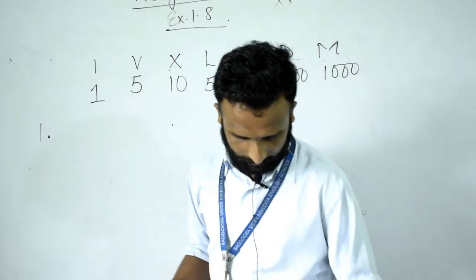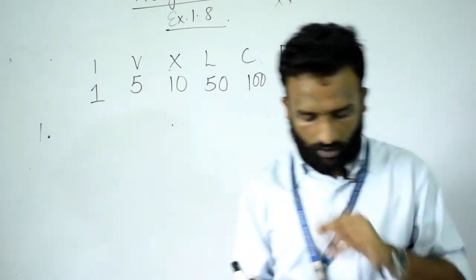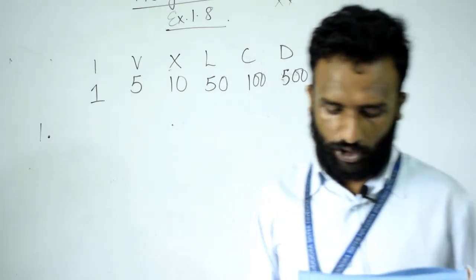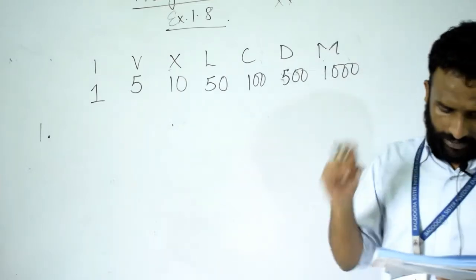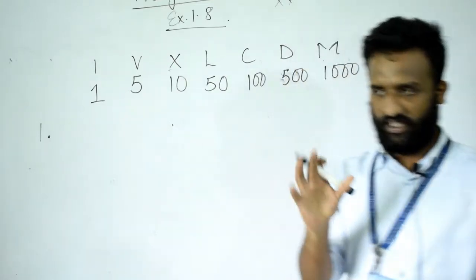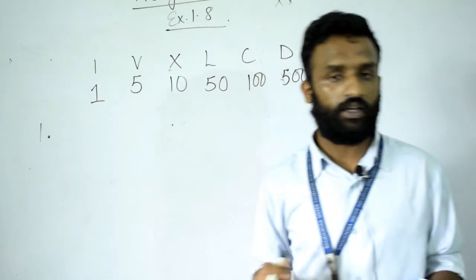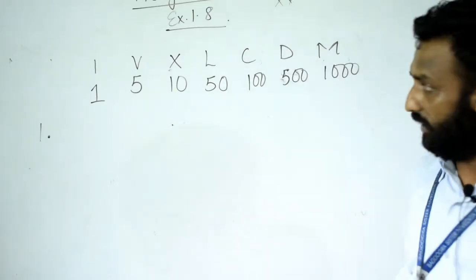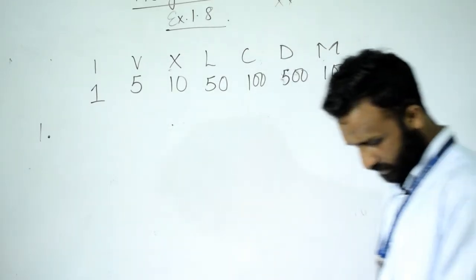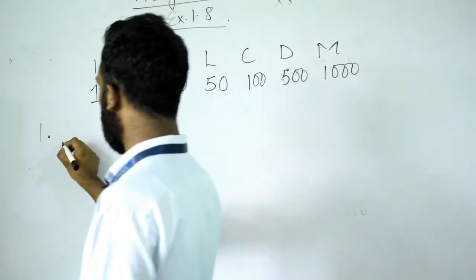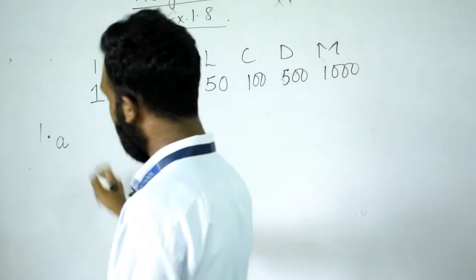What it is saying: write the following Roman numerals in Hindu-Arabic numbers. In the question, the Roman numerals are given. You have to write them in Hindu-Arabic numbers. So from question 1, I am going to do A.